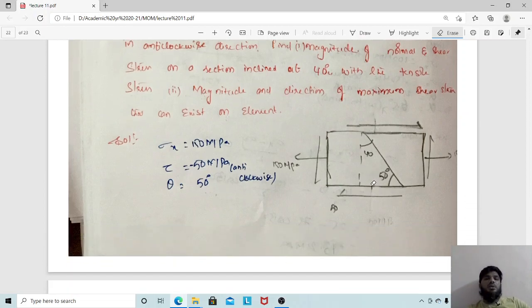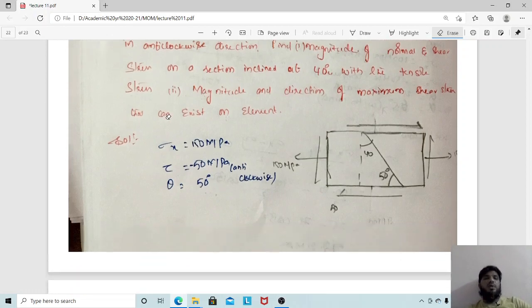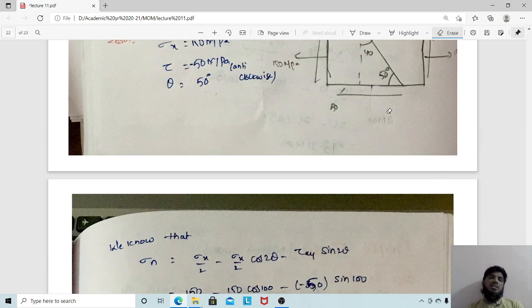Okay, so we will take down this problem, and they are saying the shear stress tends to rotate the element in clockwise direction. So we have taken tau as minus 50. Okay, so theta we have identified. If this is 40, obviously with horizontal it will be 50. So we have to take that as theta. Horizontal is considered as theta.